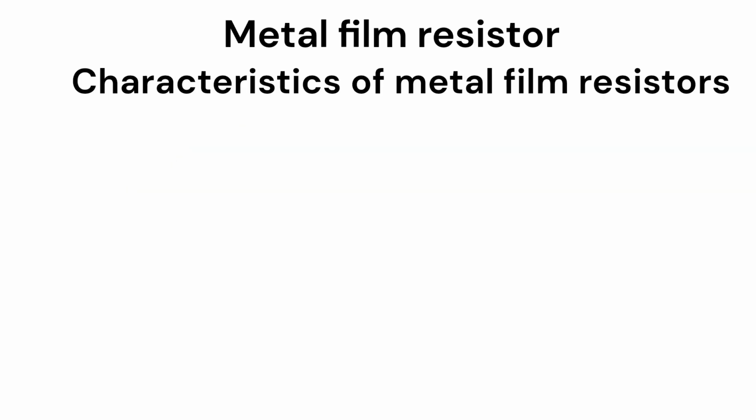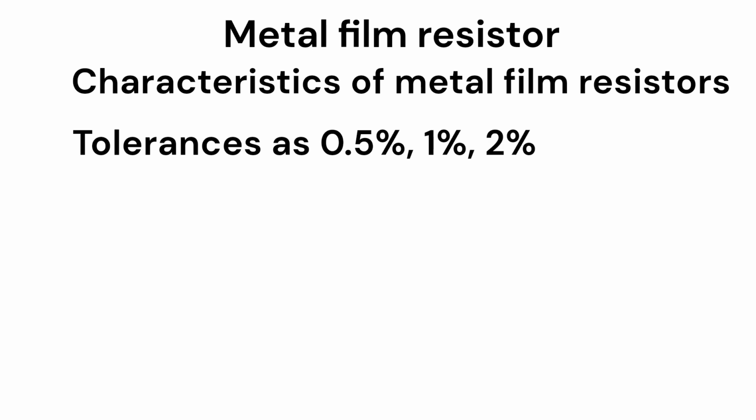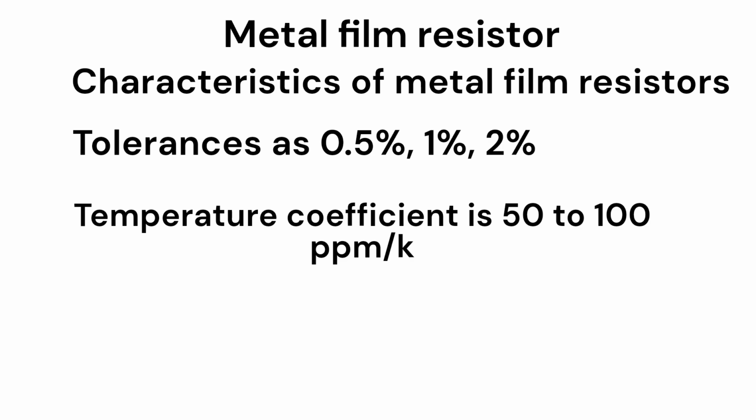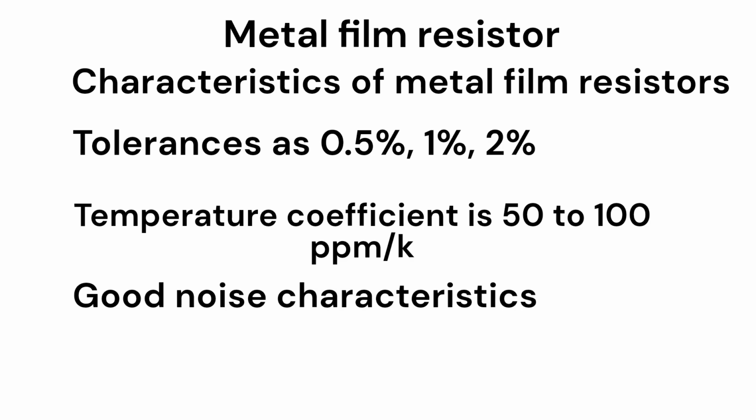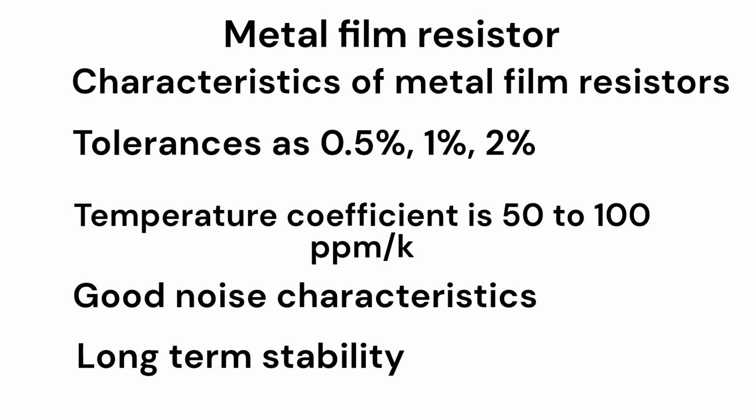Some characteristics of metal film resistors: they have tolerances of 0.5%, 1%, 2%. The temperature coefficient of metal film resistors is 50 to 100 ppm per K. Metal film resistors have good noise characteristics. Also, metal film resistors have long-term stability.